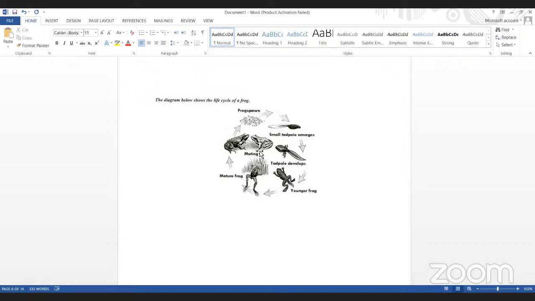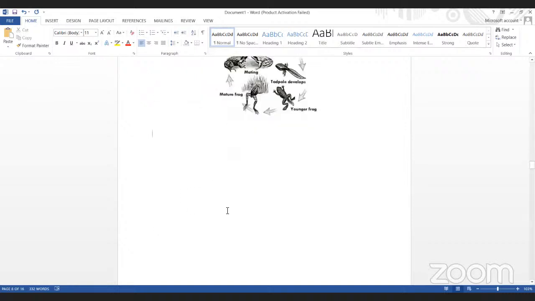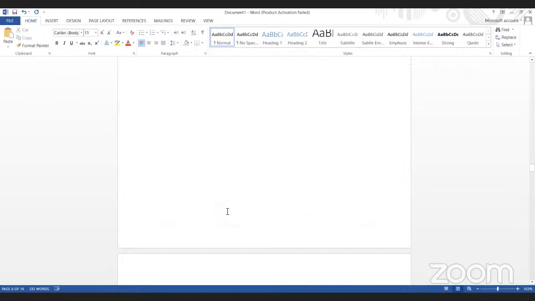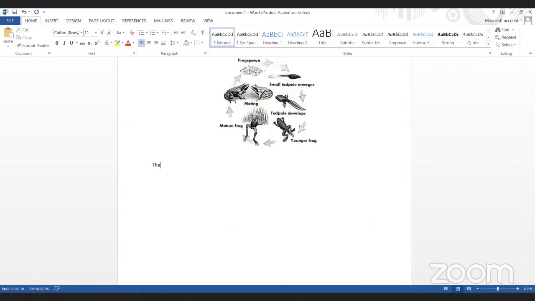Right. Now we are going to start this. And then natural process. The diagram shows the life cycle. Am I right? Is this a life cycle? Can somebody tell me, is this showing a life cycle? Yes, sir. It shows the life cycle. Right?